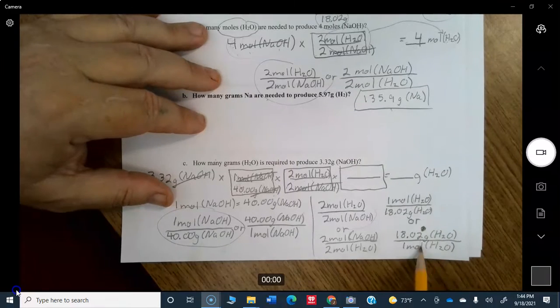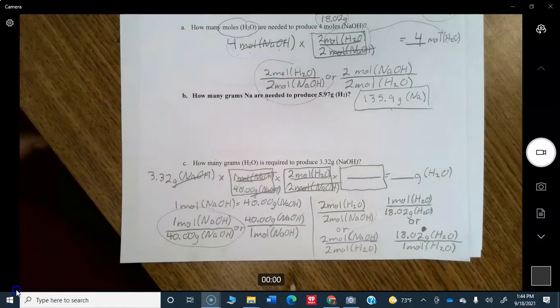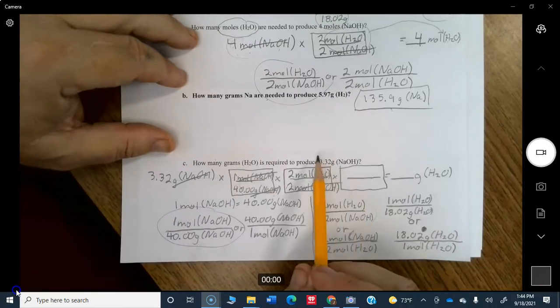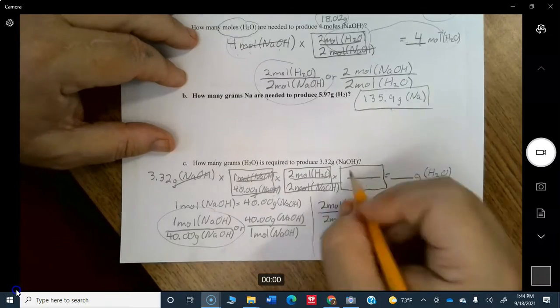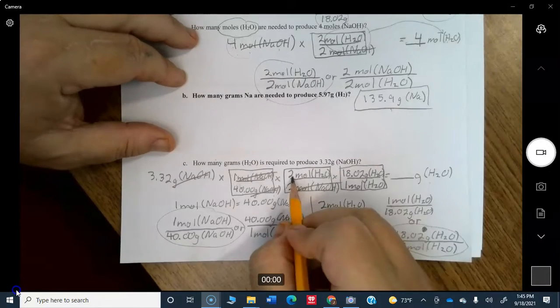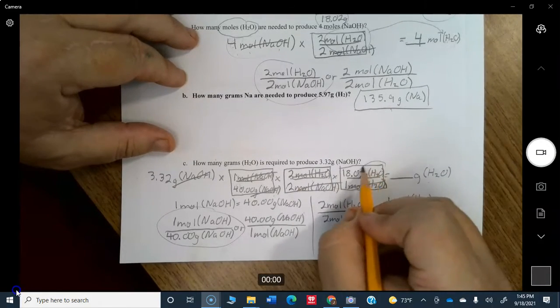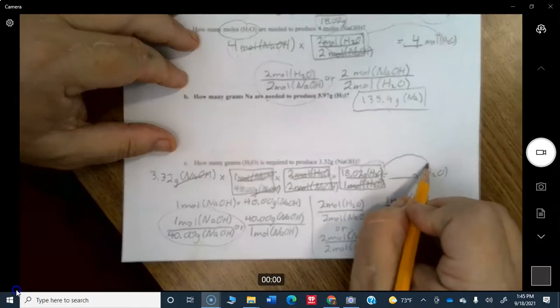Okay, so one of these 2 conversion factors is going to go there. Which one is it going to be? Yeah, you have to have moles of H2O on the bottom and grams of H2O on the top, so it's going to be the second one here. Moles of H2O cancels there and there. Last man standing is grams of H2O.